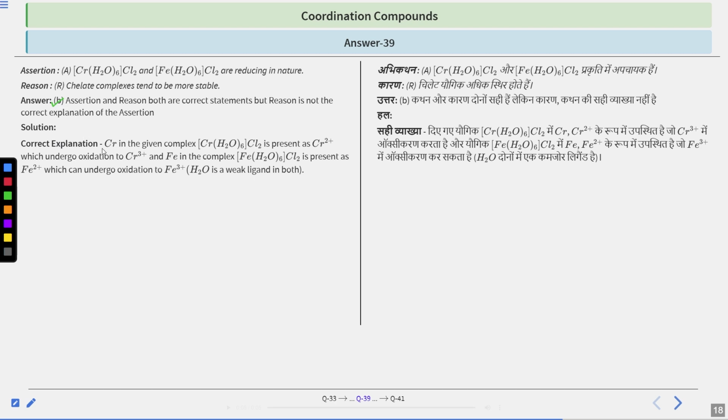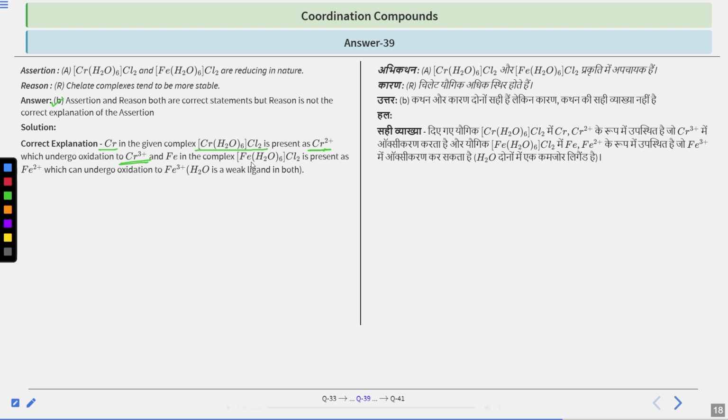So what will be the correct explanation then? It is that chromium in the given complex [Cr(H2O)6]Cl2 is present as Cr2+. If you look at the oxidation states for the chromium in this complex, H2O is having 0, so 6 times 0 will be 0, plus Cl is minus 1, but Cl is 2, so 2 times minus 1 will be minus 2. So x minus 2 is equal to 0, x will be plus 2. So chromium is in the plus 2 oxidation state, which can undergo oxidation to Cr3+.